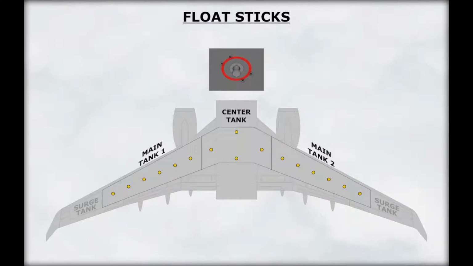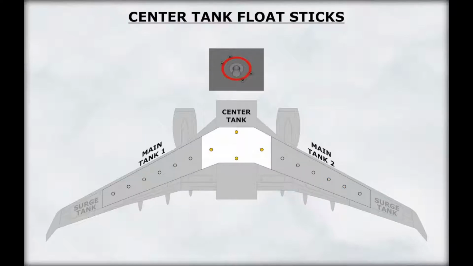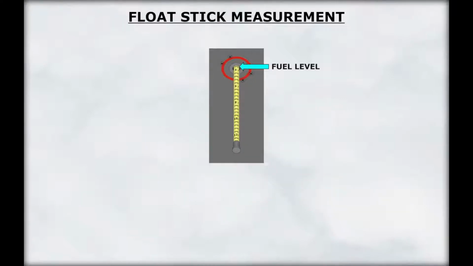The quantity of fuel in each main tank can be measured using float sticks. 6 sticks can be accessed from the bottom of each wing. The center tank has 4 sticks. The float sticks are gently pulled down. When the stick hangs up, read the graduations on each float stick. The stick reading and aircraft attitude provide the required references to obtain fuel quantity readings from data tables.